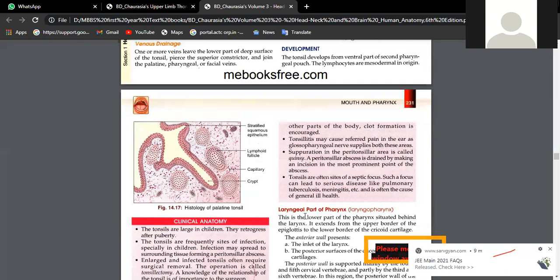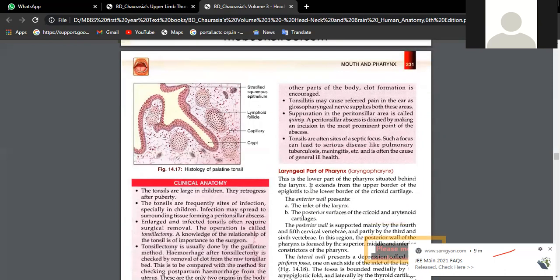Okay, beta? So tonsillitis and quinsy is, suppose this is the intratonsillar crypt or crypta magna. Suppose if pus is collecting here, you call that condition as quinsy. Okay, that is about this tonsil.